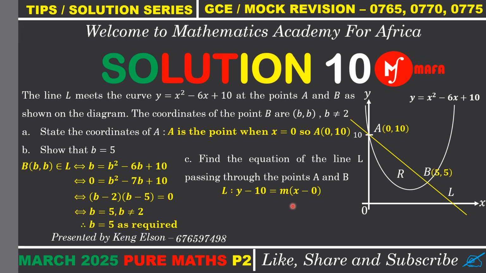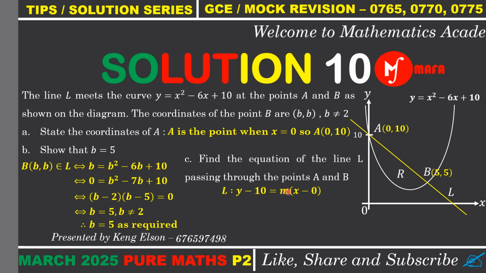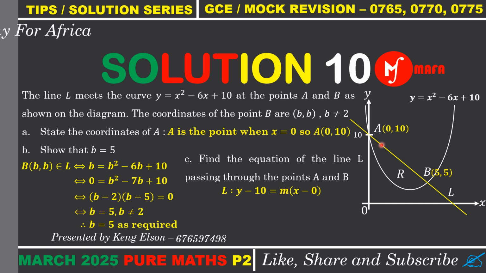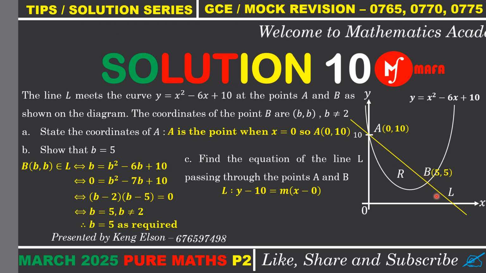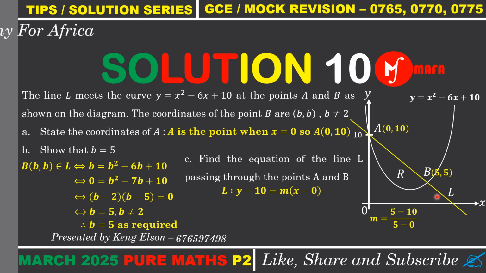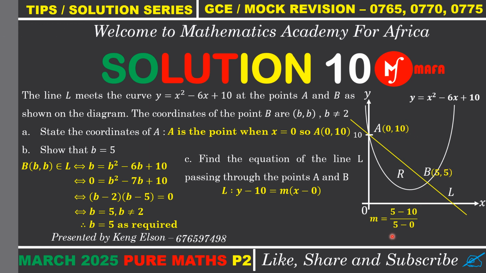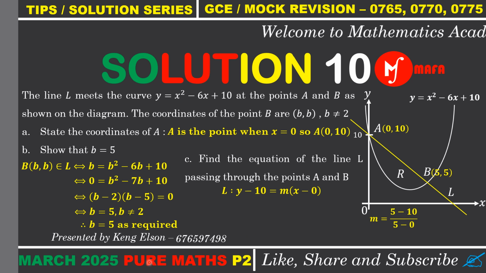Okay, so now we need to find m. That is the only missing term in our equation, m, the gradient. And the gradient of this line is just the gradient of the 2 points A and B, because the 2 points lie on the line. So we need to do change in y over change in x. Okay, so change in y will be 5 minus 10, and change in x will be 5 minus 0.